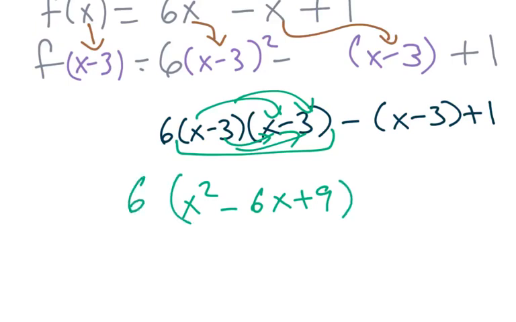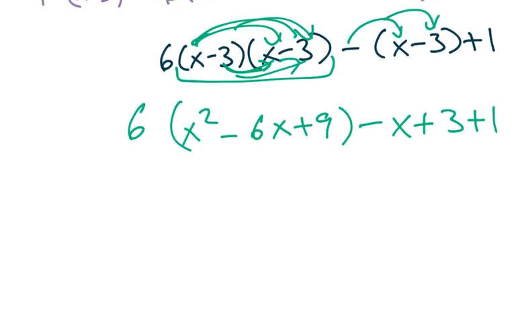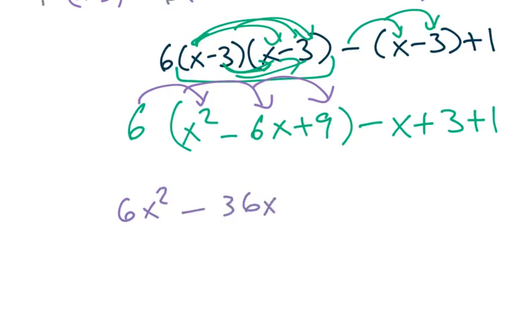If you don't believe me that it's x squared minus 6x plus 9, you can multiply x times negative 3, and then here we're going to have x times negative 3, so it's 2 negative 3's, which gives me negative 6. And I'll go ahead and distribute the negative here as well, minus x plus 3 plus 1. And then I'm going to distribute the 6. And I get 6x squared minus 36x plus 54 minus x plus 3 plus 1.